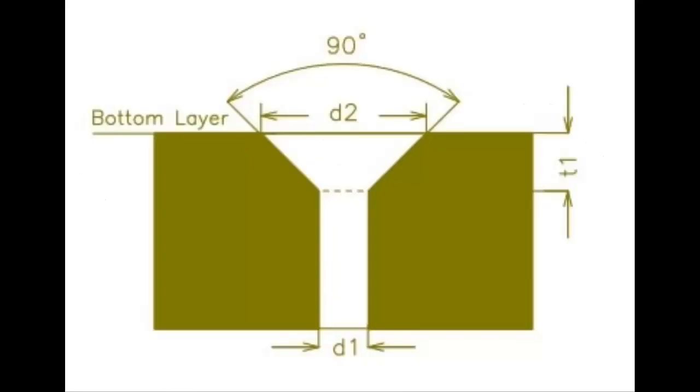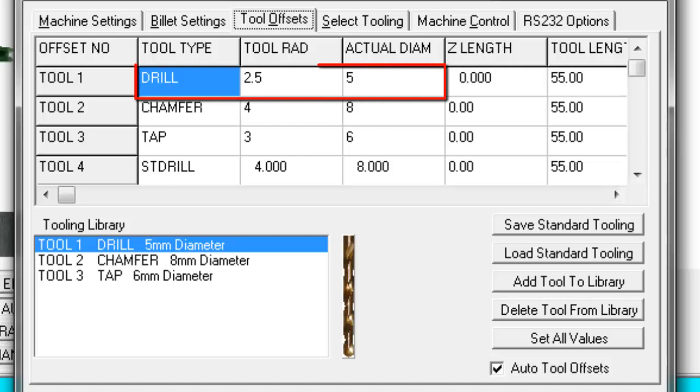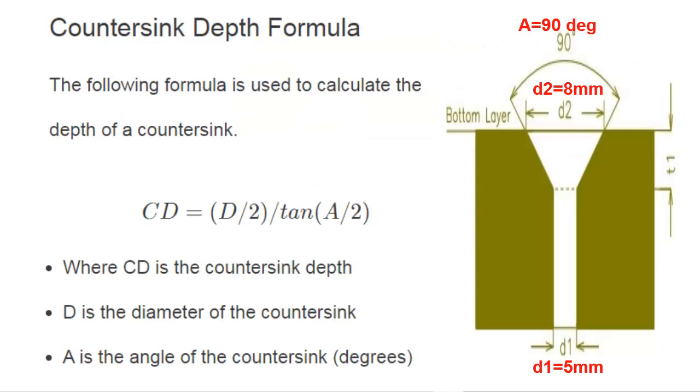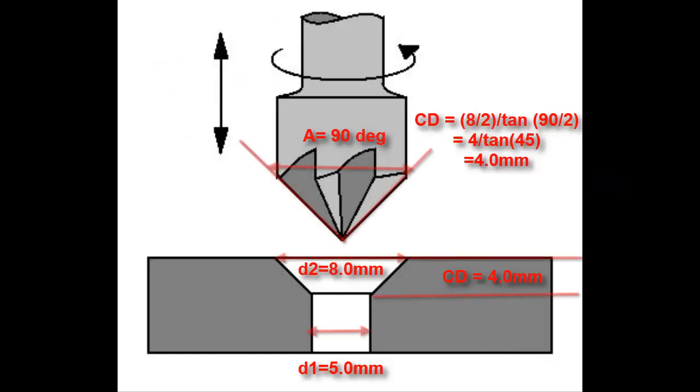Let's see how to calculate countersink depth. The countersink tool major diameter is 8 mm and the chamfer angle is 90 degrees, which is added in the tool library. The pilot hole diameter is 5 mm. The following formula is used to calculate countersink depth. Please find the depth calculation of countersink depth. The countersink depth is 4 mm.